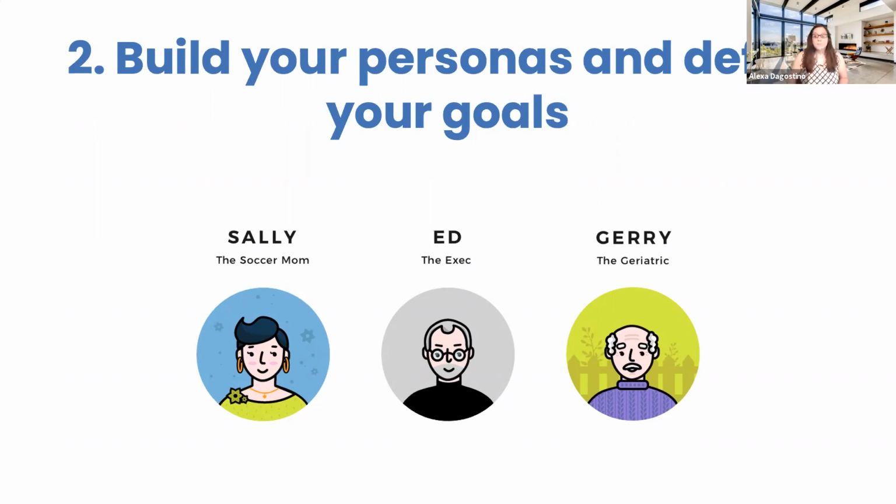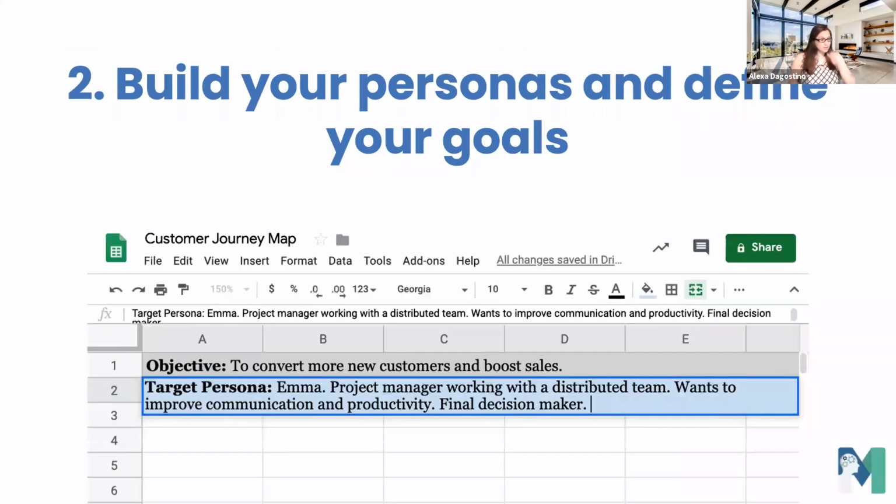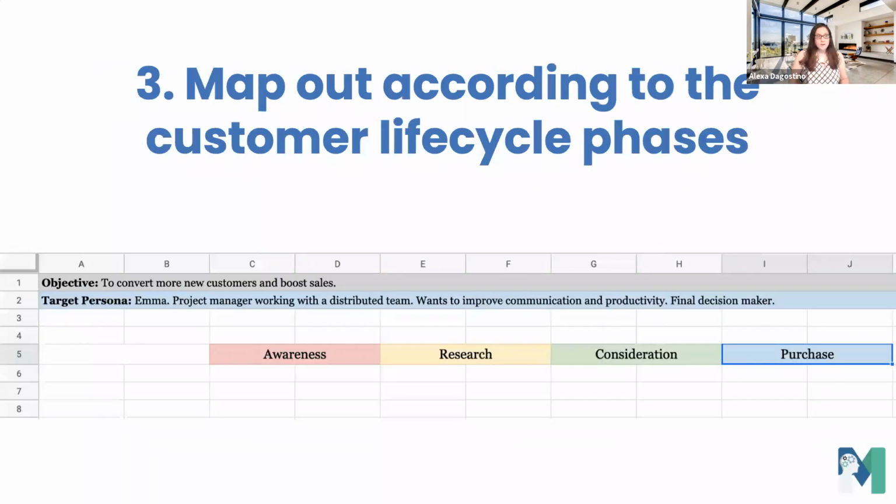This is what it would look like. You would just put target persona. Again, I like to name them, so put Emma or whoever. I think it's cool to name them. And that is where you would put in line 2: your target persona, who are you looking for? Again, you might have multiple different target personas. For this mapping, you'll do one. Then the third thing that you want to do is map out according to the customer life cycle phases.